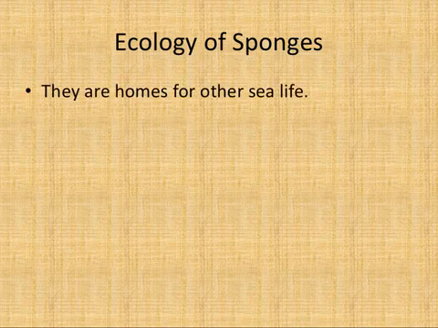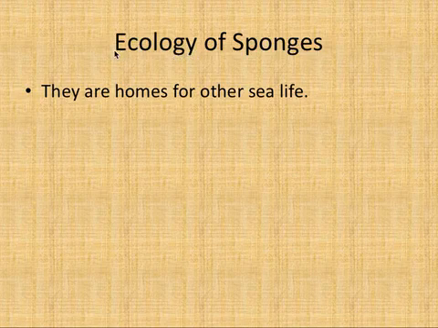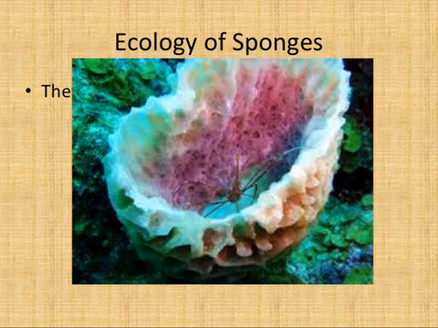Sponges are important creatures, animals that live in the ocean. So for some of our animal phyla, I'm going to be talking about their ecology, why they're important to ecosystems around the world. So sponges are homes for other sea life. This is a little crab that lives inside a sponge.